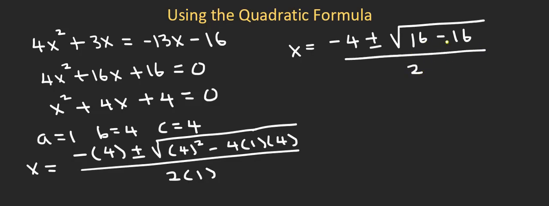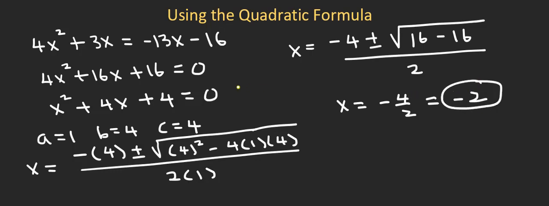Well, 16 minus 16 is 0. And the square root of 0 is 0. So you only have one solution, which is negative 4 over 2, which is negative 2. So that means when you graph this, you're only going to have one x-intercept. And also, if you notice this equation, you could have solved it by factoring, and you get the same result.